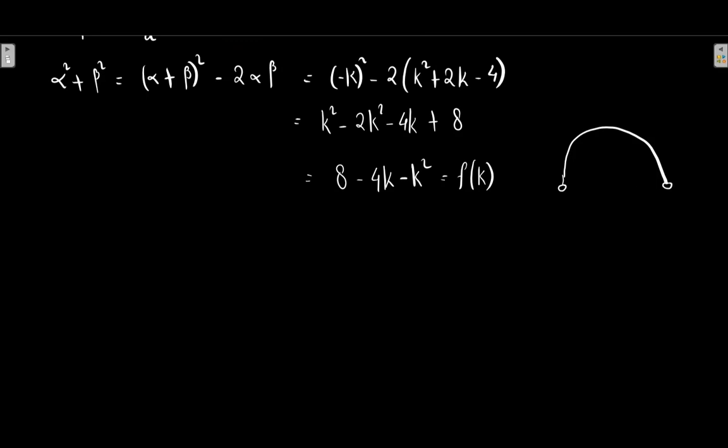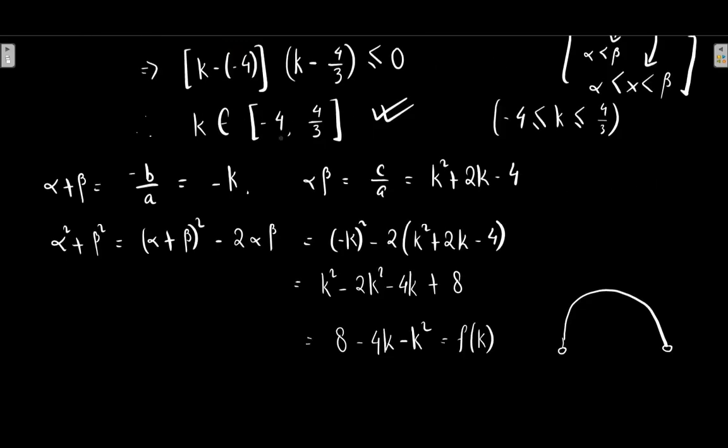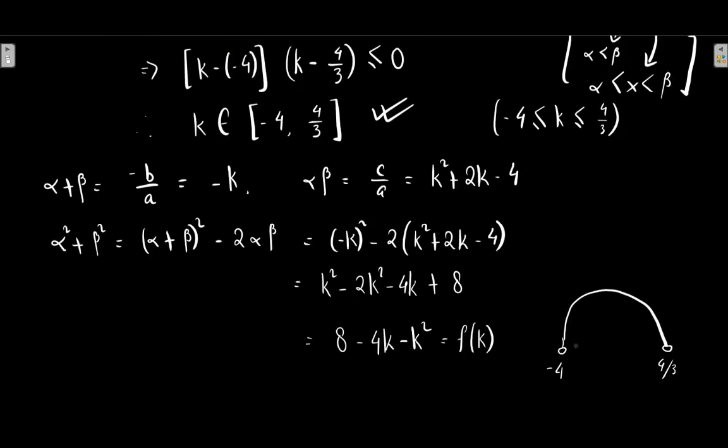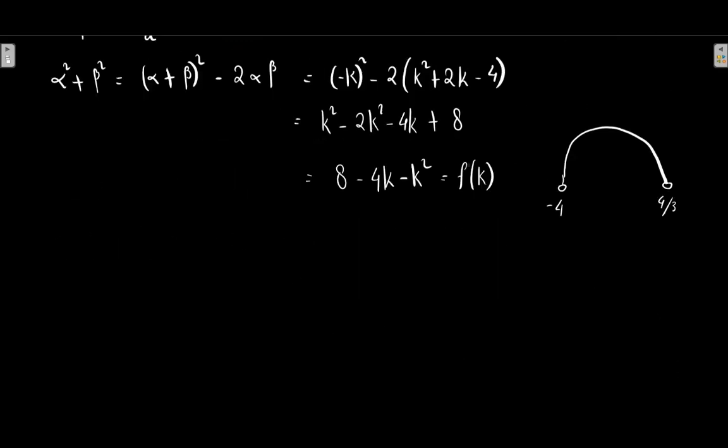Okay, so in our case the value of k ranges from minus 4 to 4 upon 3, right? So the least value of this curve will be either at k equal to minus 4 or k equal to 4 upon 3. It cannot be any value in the interval, an intermediate value. Intermediate value will never be the least value for such curves, right? So let us find the value of alpha square plus beta square at k equal to minus 4 first, and then at 4 by 3, and we'll compare the values and see which one is smaller, right?